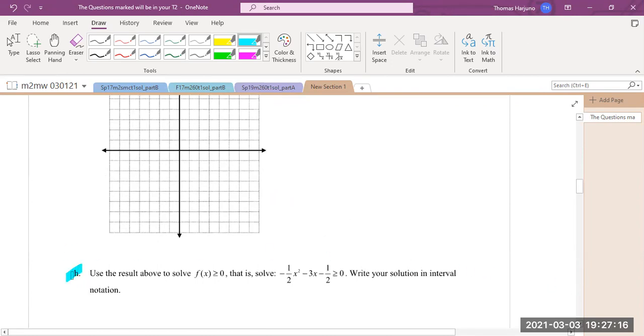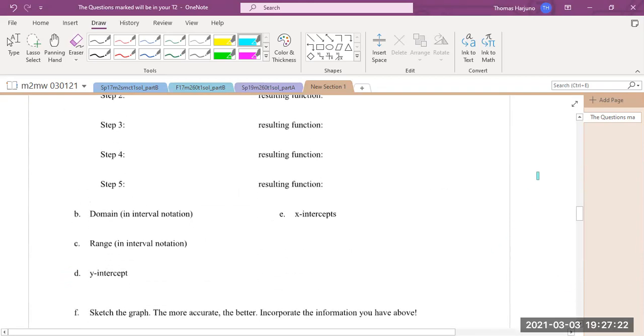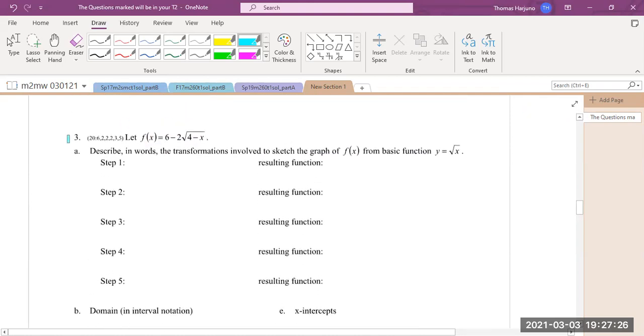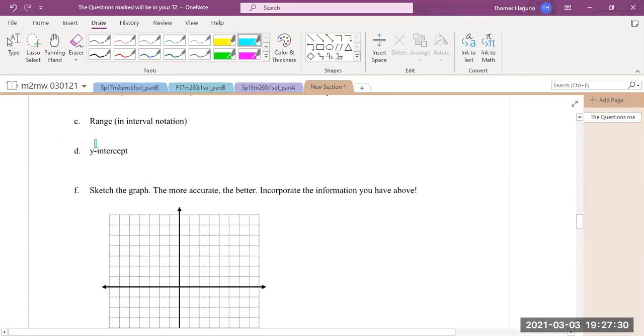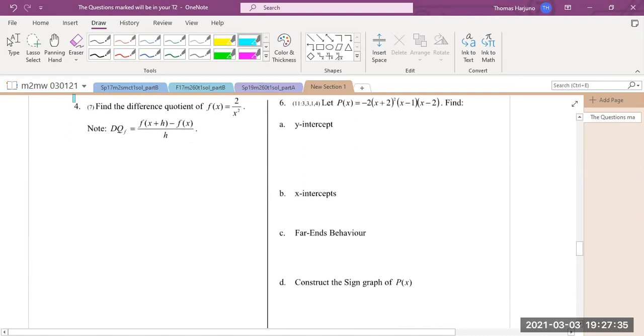This is something we do in the next meeting. Okay, even though the y-intercept is something we can do already, it's something we do in the next meeting.